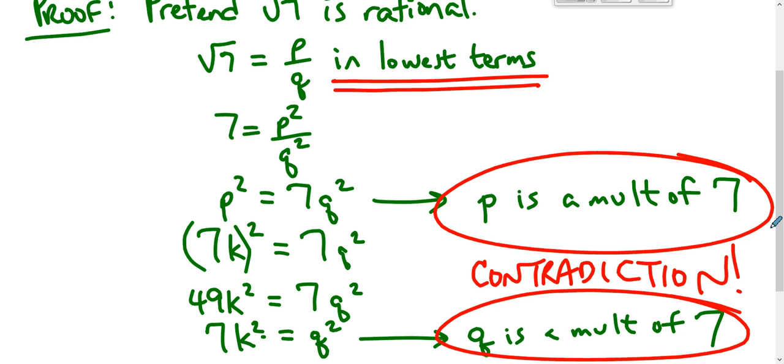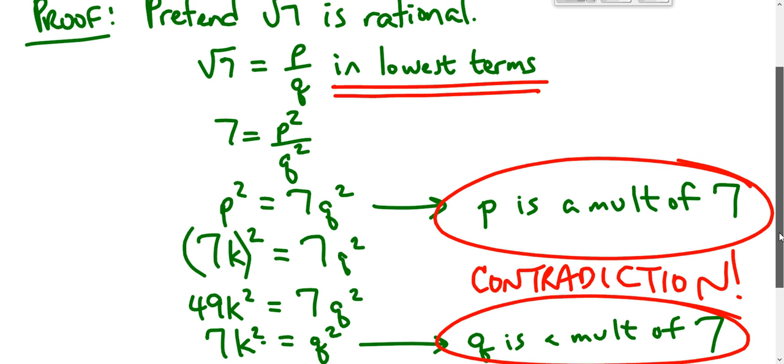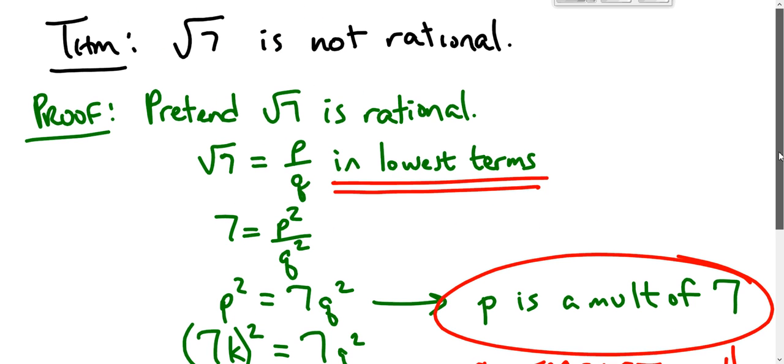And because we have a contradiction, where did we go wrong? Well, none of our algebra is bad. None of our number theory is bad. What was bad is that we pretended that the square root of 7 is rational.